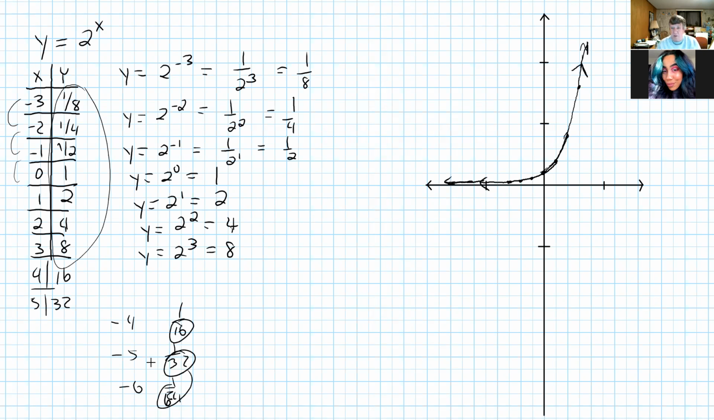1/16, 1/32, 1/64, 1/128, 1/256... 1 over something bigger and bigger is never going to be 0. It can get awfully close. Any questions about this graph before we look at another example?